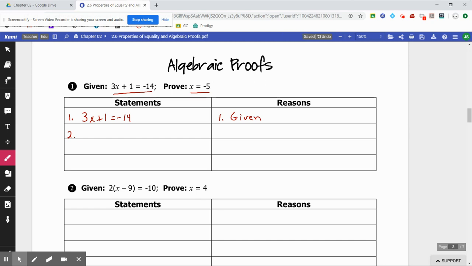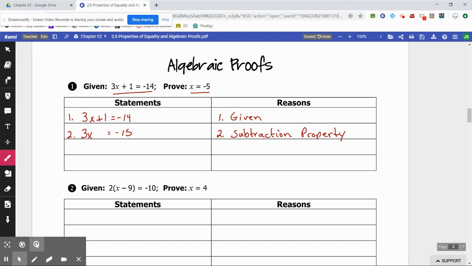And in order to solve this, the first thing I would do is move that plus 1 over. And the way that we're going to move plus 1 is by subtracting 1 from both sides. When I subtract 1 from the left side, the 1's gone. When I subtract 1 from the right side, I now have negative 15. And again, that would be the subtraction property of equality.